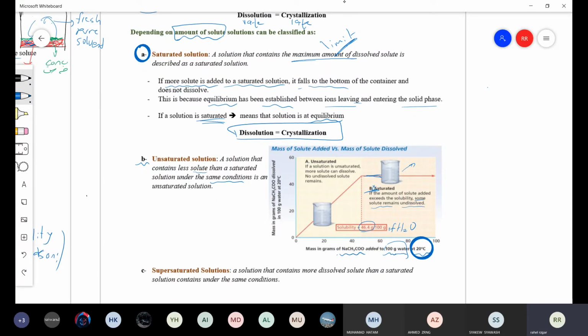But less than that, below this point, anything less than 46.4, for example 46, 40, 45, 25, 30, all these parts are called unsaturated.